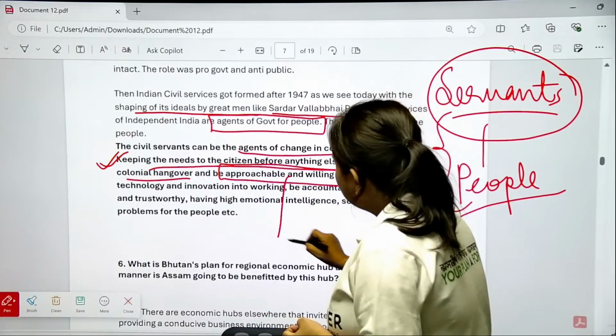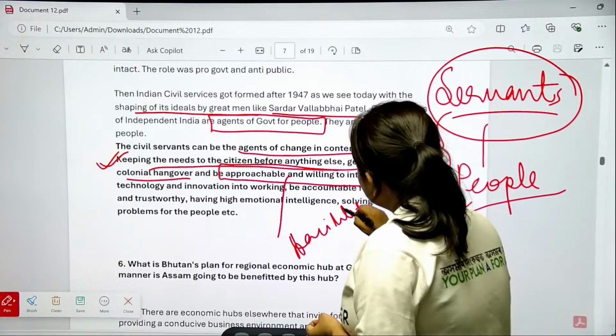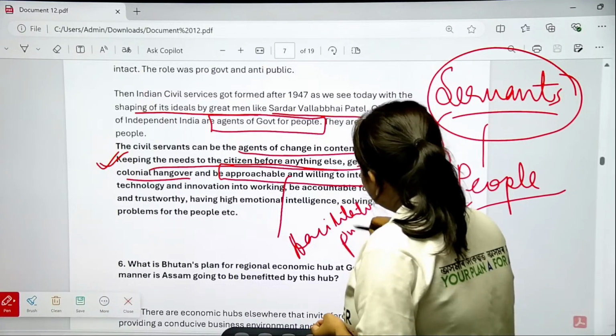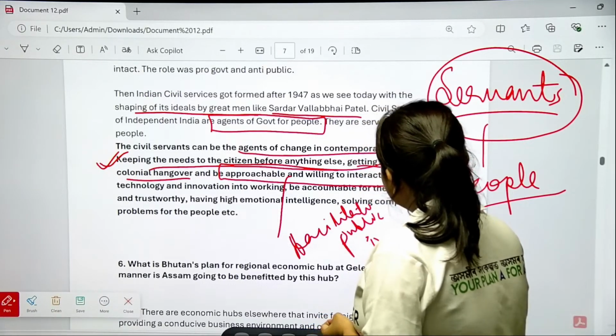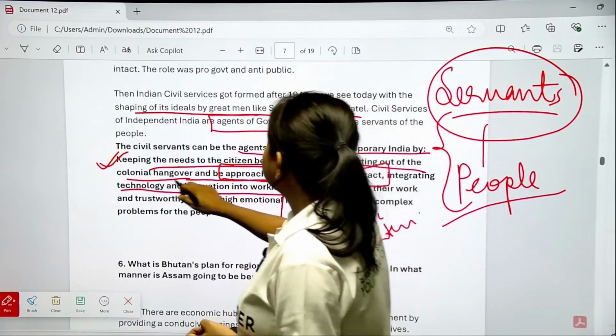What will this do? This will facilitate public interaction. Integrating technology and innovation into working.